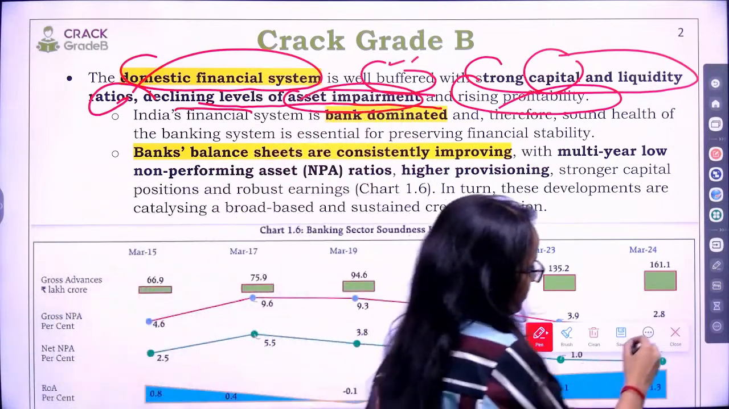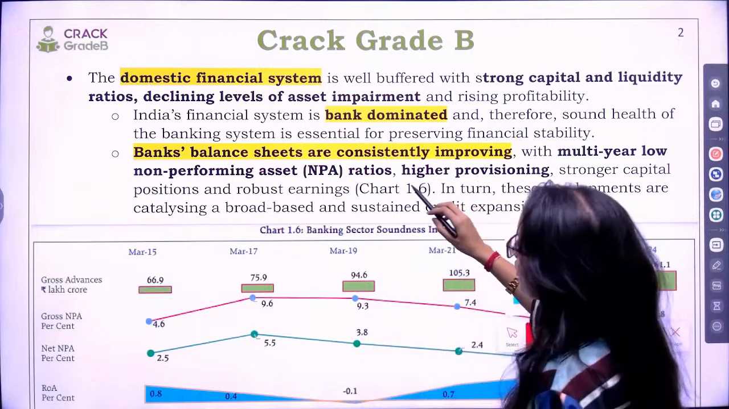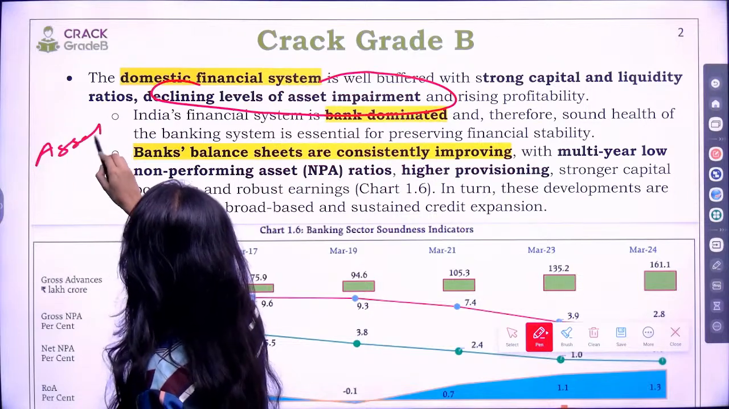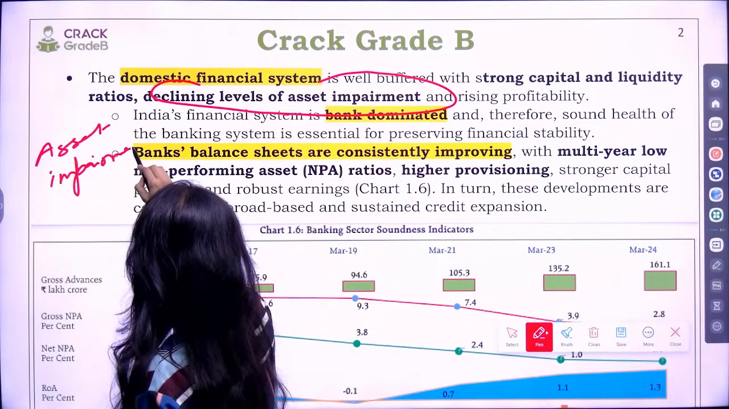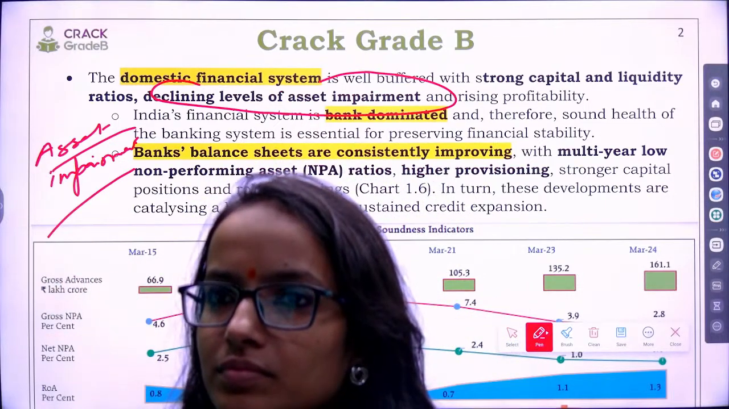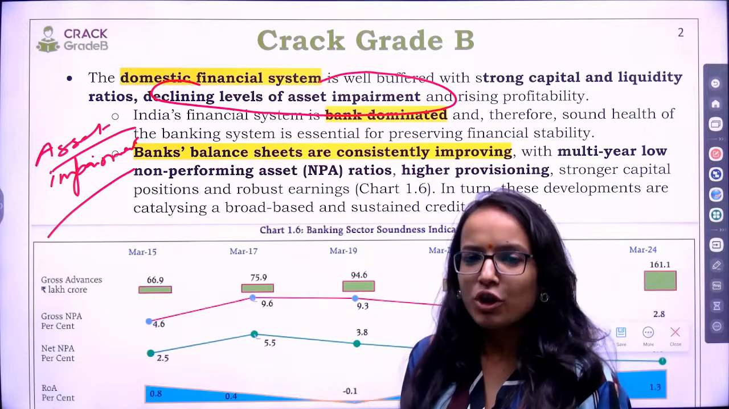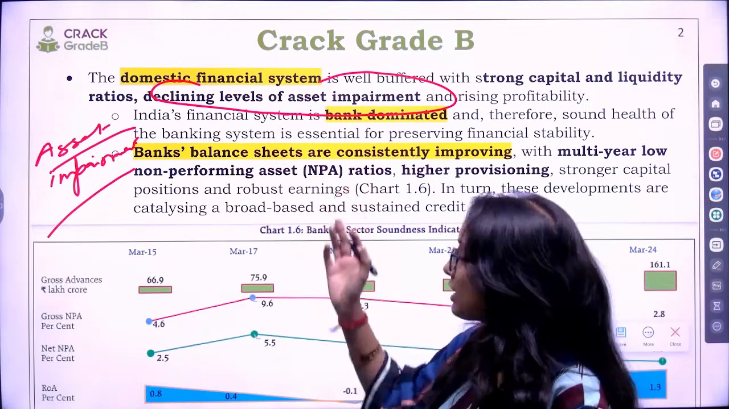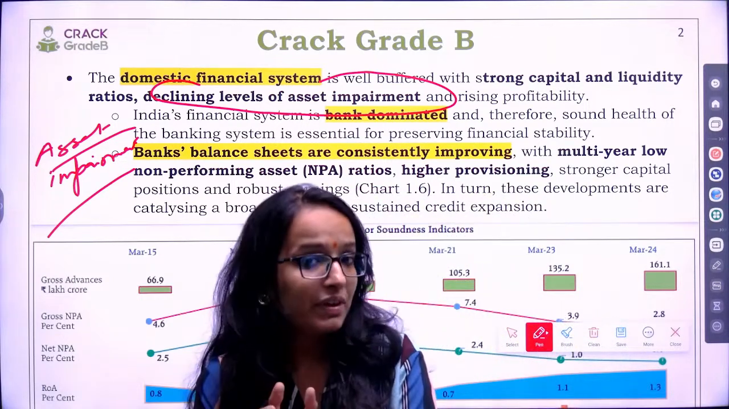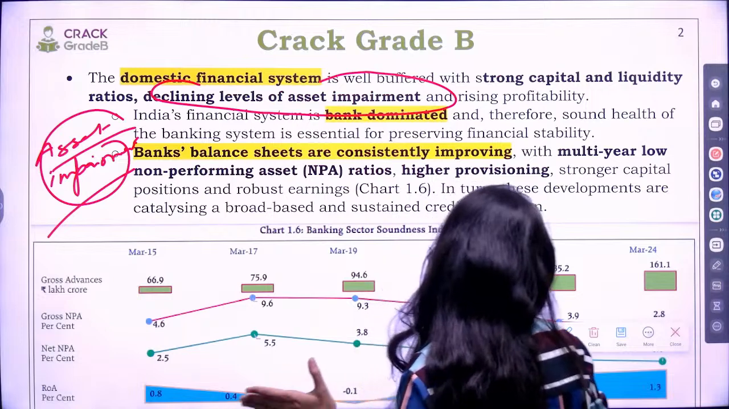What is this asset impairment? So you see, declining ratio of asset impairment, declining levels of asset impairment. What is asset impairment? Asset impairment, any idea? Yes. NPAs. Okay. It is not basically NPA. You see, asset impairment. We are talking about the financial system as a whole, right? So, in the financial market, not specifically the banking terminologies, asset impairment is what? Let me write it down for you.